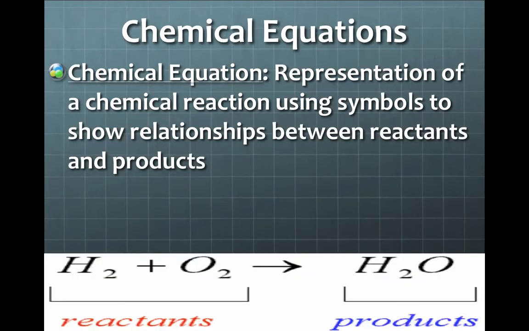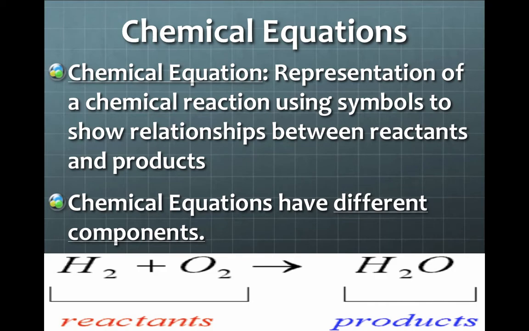Okay, now that we know a basic idea of what a chemical reaction is, we have to represent them using what are called chemical equations. You guys have seen these throughout the year. Chemical equations are how we represent a chemical reaction in shorthand notation. You could always write them out in sentence format, but it's much more concise and easy to read in chemical equation format. Now, chemical equations have a couple different components that we need to discuss.